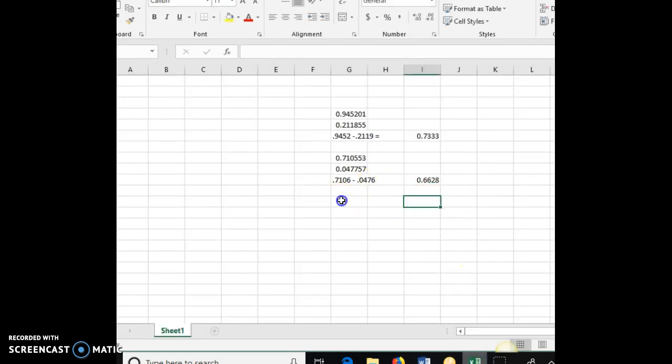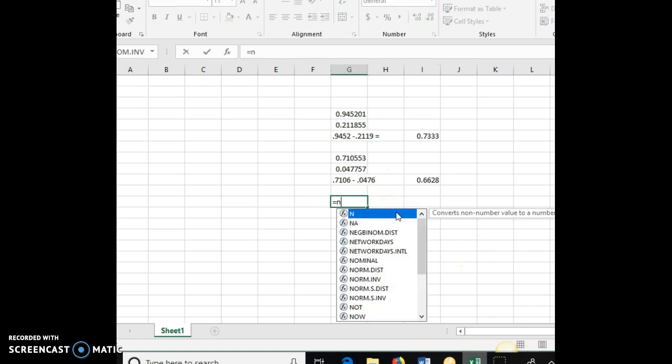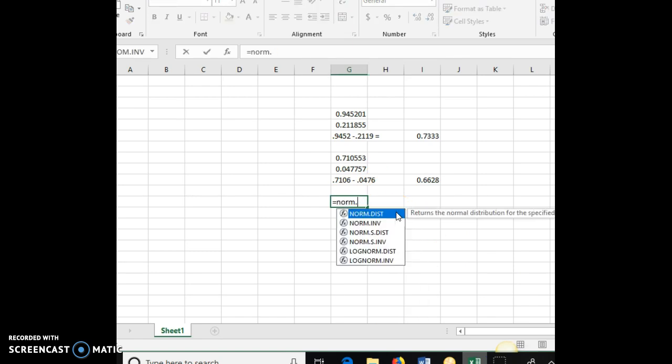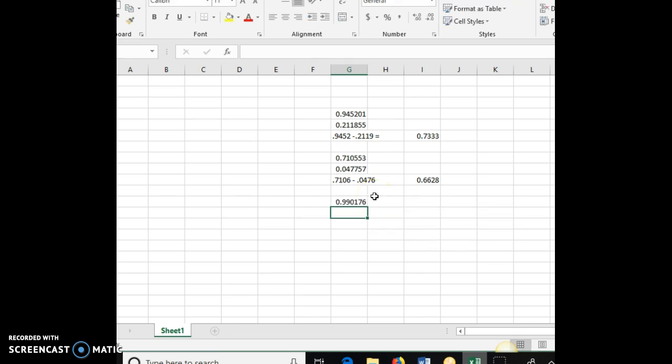All right, so let's look up 2.333. So again, I'll just ignore this other stuff I've put in. Equal NORM.S.DIST and 2.333 and TRUE, and that gives me that probability. Now remember, our problem was a greater than problem, so we want to subtract this from 1. So the actual probability we're looking for is 0.0098. And there we have it.